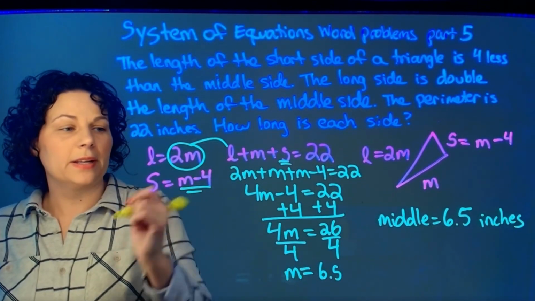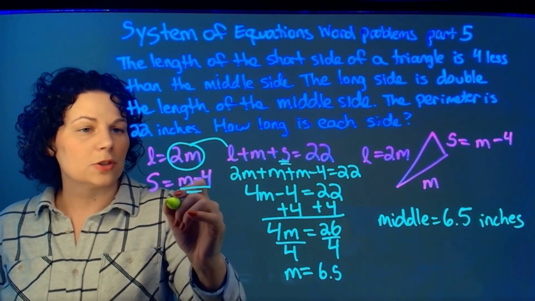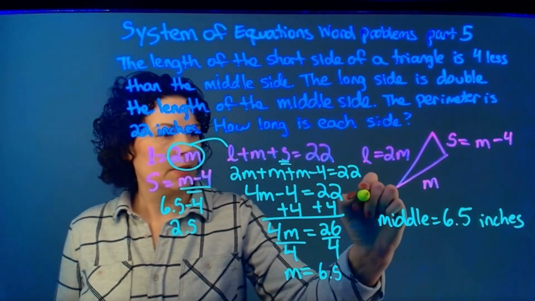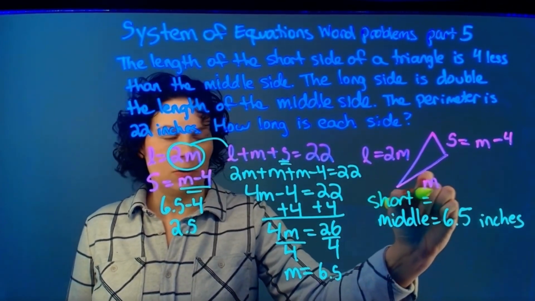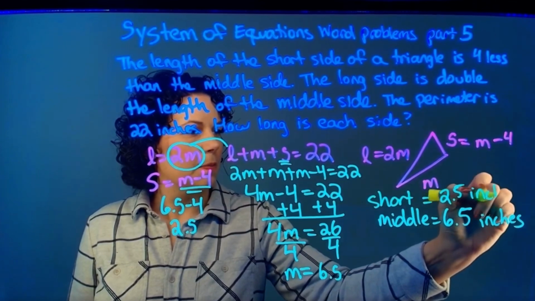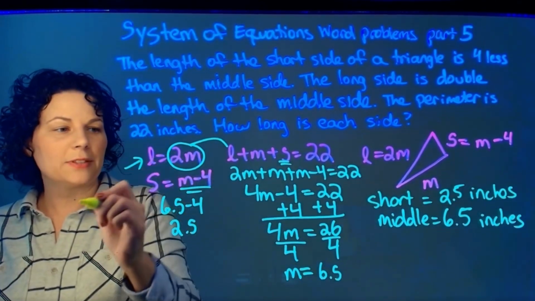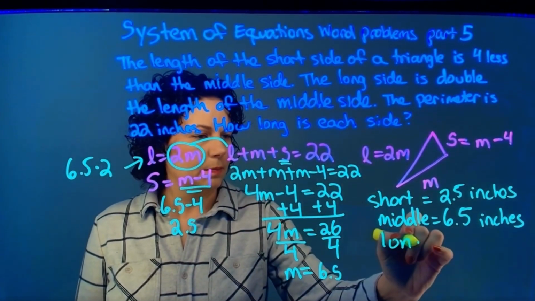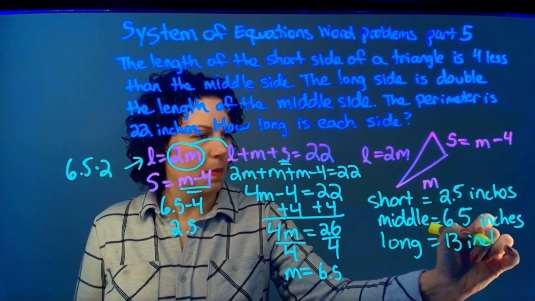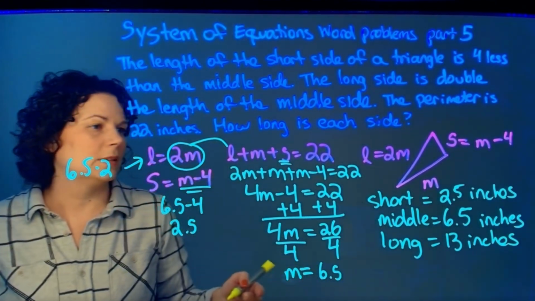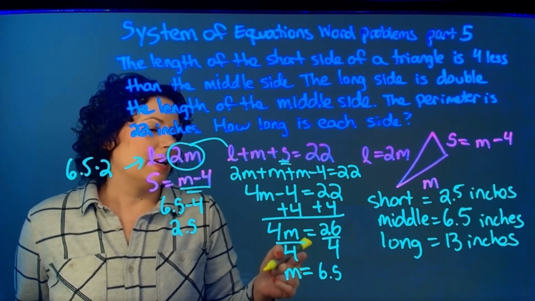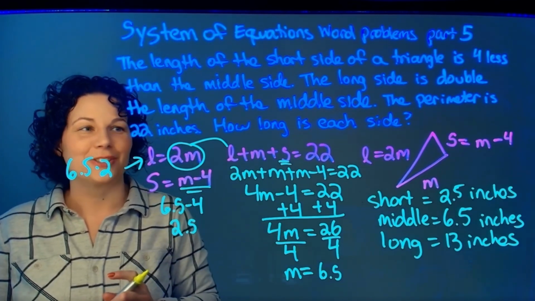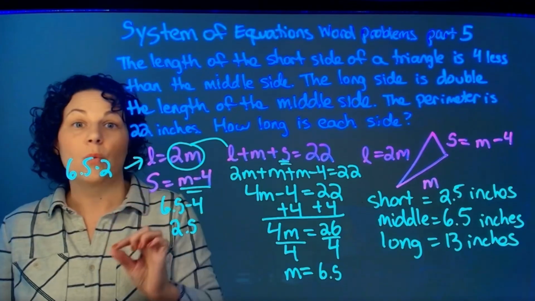Come over here and we can plug it in to find the short side and the long side. The short side is the middle side minus 4. That's going to give me 2.5. That was the short, 2.5 inches. And then the long, I have to double it. 6.5 times 2. That's going to be 13. And if you add all those back up, I get 22 inches. So yeah, it worked out. That's a great way to check it, is to go back and add it up and make sure you get the right perimeter.